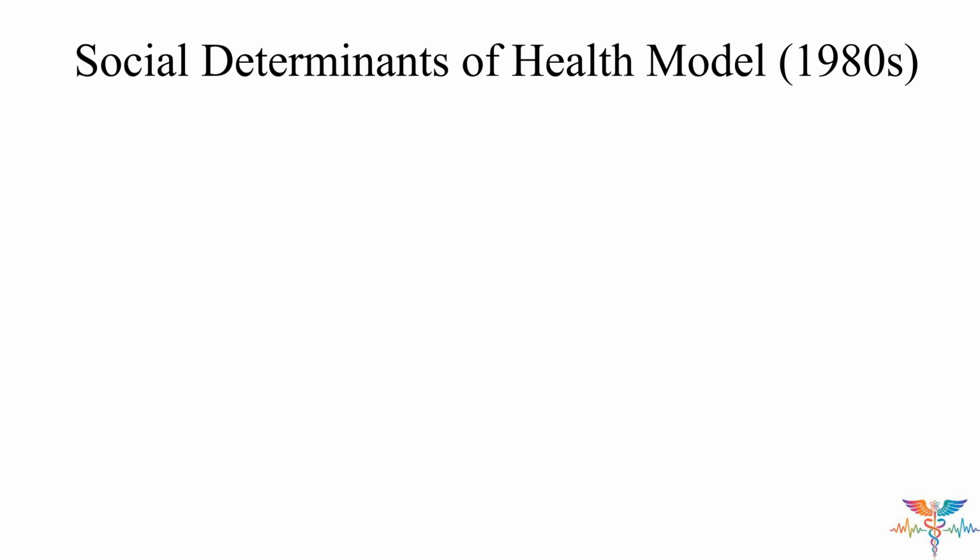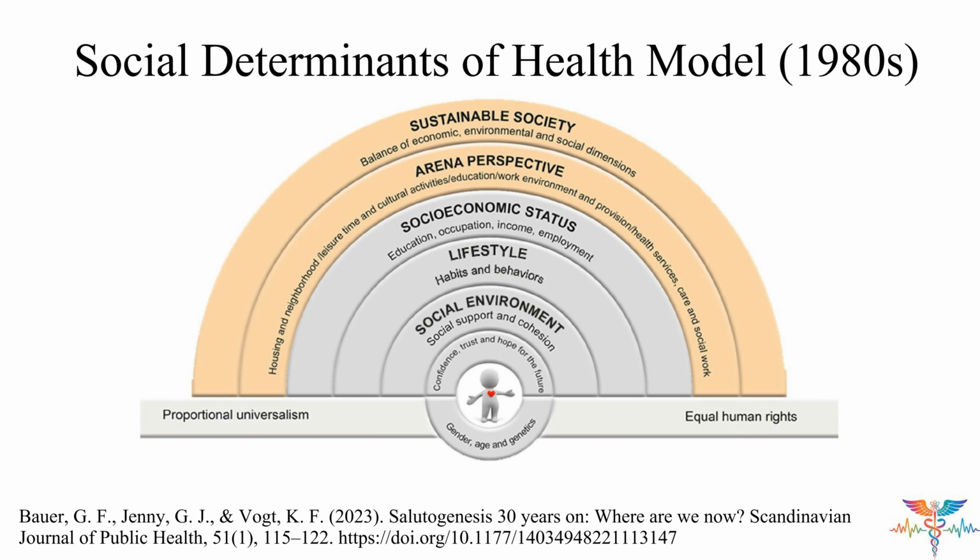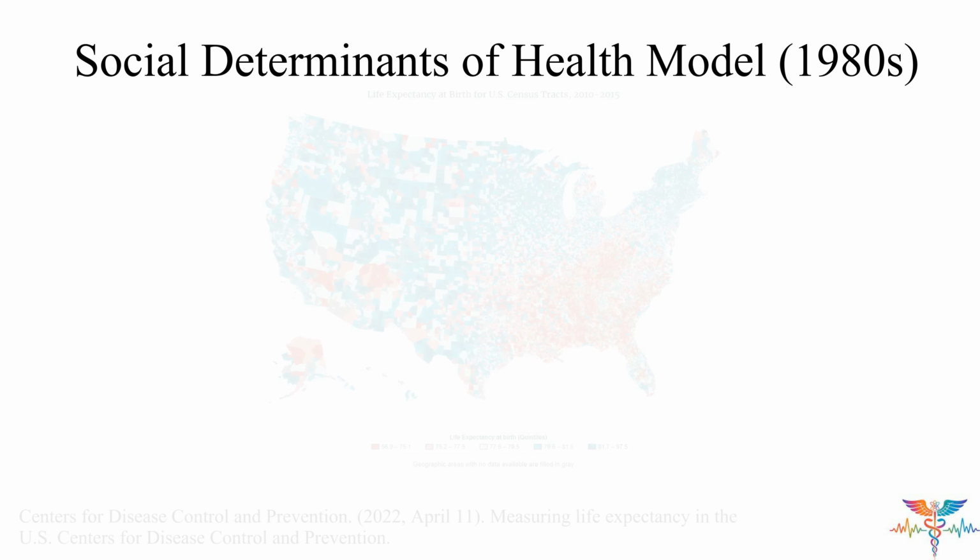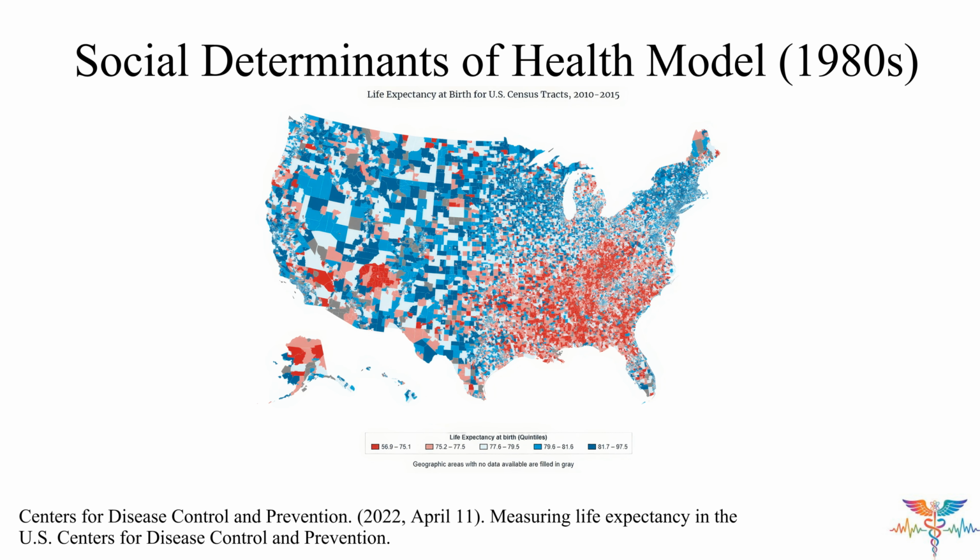Social determinants of health model of 1980. This focuses on factors like how income, education, and social support impact health outcomes. This is so interesting that proponents can say, tell me your zip code and I'll tell you how long you live. They say the life expectancy gap between Chicago's poorest and most affluent neighborhoods is close to 30 years.